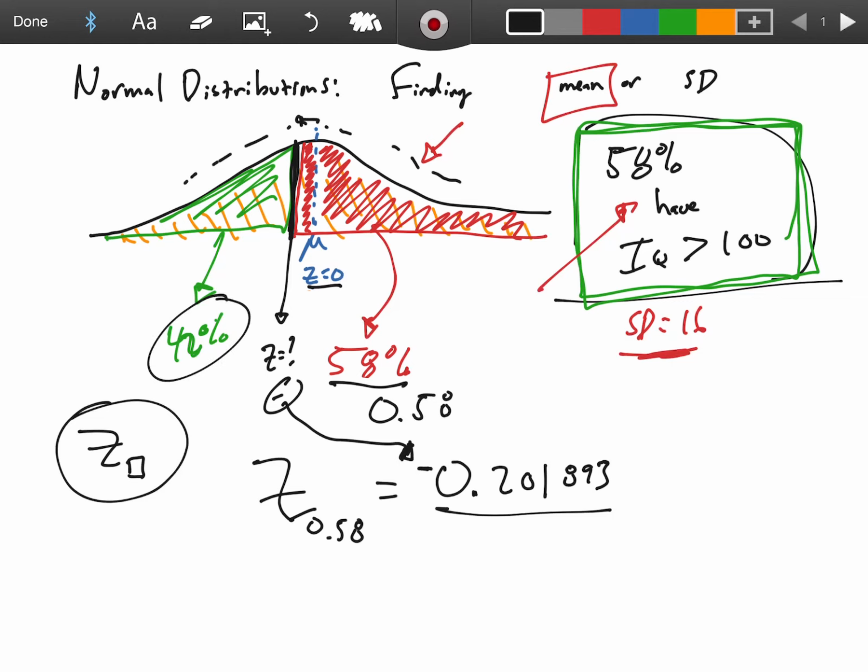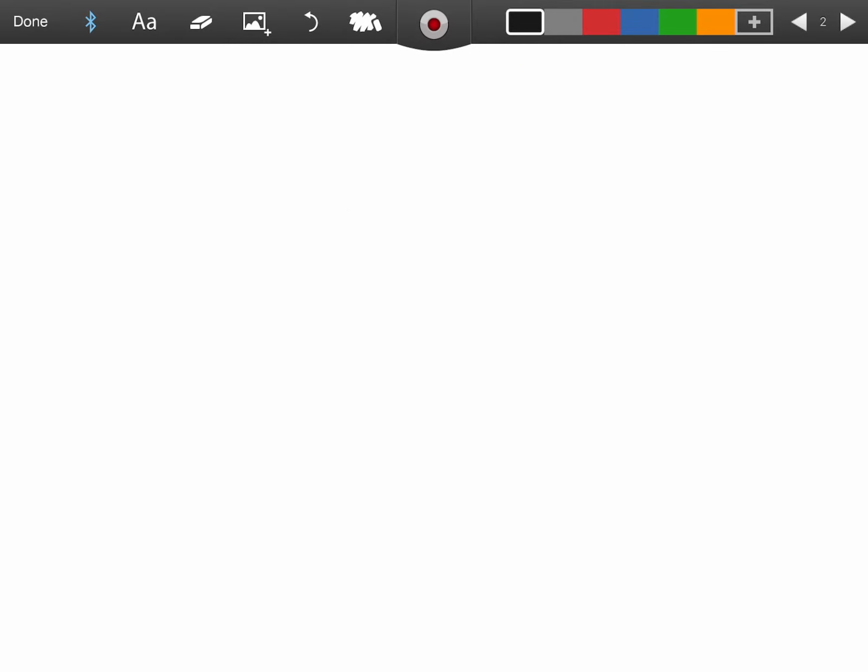If you had put in 42, by the way, instead of 58, then it would have given you a positive value here instead of a negative value, because it would have thought you were looking for that proportion. But we're not. We want the negative sign. And so we know we're on the right track because we got a negative z-score. And that's what we were expecting.